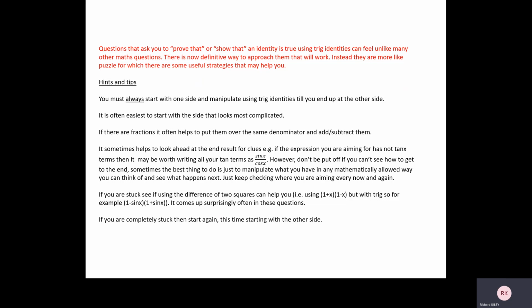There will be occasions when you look at it going, well, both sides look really complicated. I don't know where to start. In which case, just pick one, start, see if you get stuck. If you get stuck, try starting with the other one, and it might fall out more easily one way than the other.